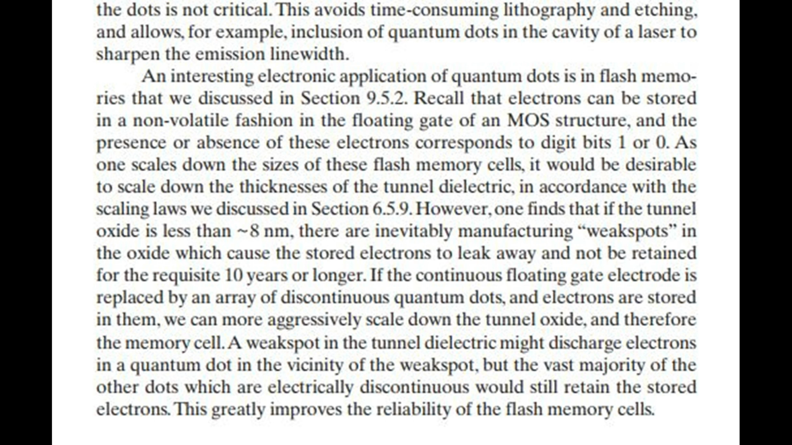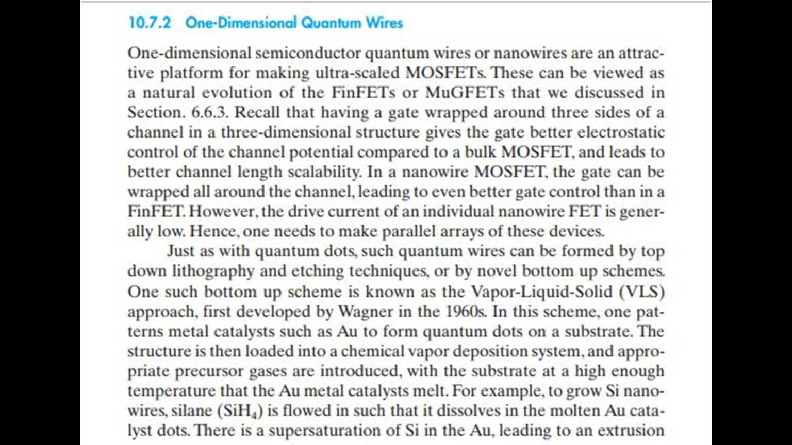However, one finds that if the tunnel oxide is less than 8 nanometers, there are inevitably manufacturing weak spots in the oxide which cause the stored electrons to leak away and not be retained for the requisite 10 years or longer. If the continuous floating gate electrode is replaced by an array of discontinuous quantum dots, and electrons are stored in them, we can more aggressively scale down the tunnel oxide, and therefore the memory cell. A weak spot in the tunnel dielectric might discharge electrons in a quantum dot in the vicinity of the weak spot, but the vast majority of the other dots which are electrically discontinuous would still retain the stored electrons. This greatly improves the reliability of the flash memory cells.